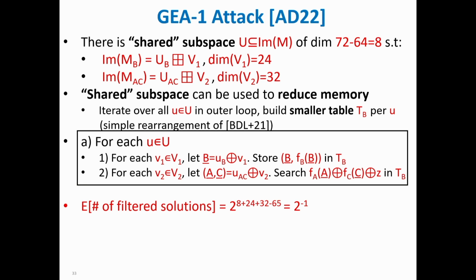And we're filtering it on 65 bits. So the number of expected solutions is 2 to the minus 1, which is half. Of course we expect the correct solution to survive, but besides that, we don't really expect other solutions. And that's how you also solve the problem with the filtering. Any questions about this?